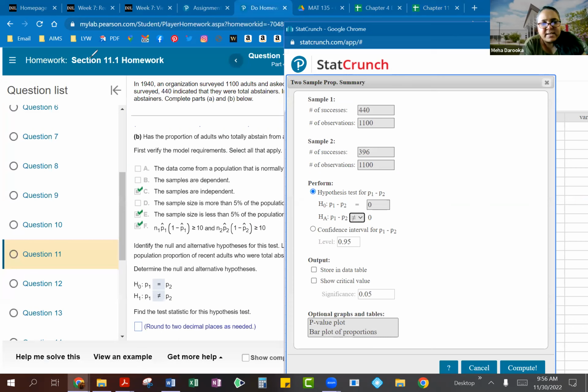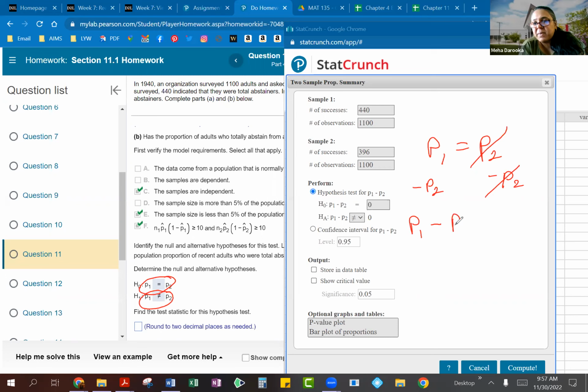The difference here is the way they write it in MyStatLab compared to how they write it over here. In MyStatLab, we are writing this as P1 equals P2, but if you do a little bit of equation solving and subtract that P2, moving it to the other side, this becomes P1 minus P2 equals 0, which is what you have over here. And with the not equal to, that simply changes to P1 minus P2 not equal to 0. So honestly, all you need to make sure of is that you have the right symbol over here.